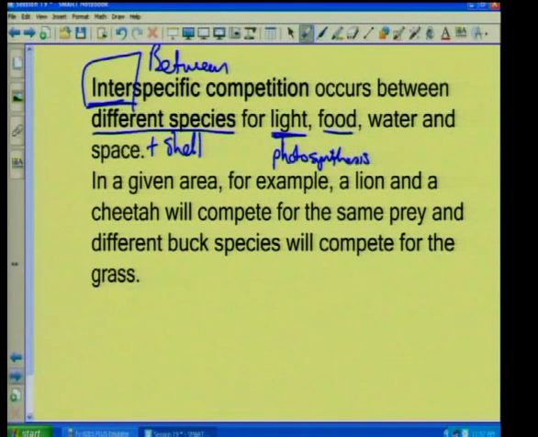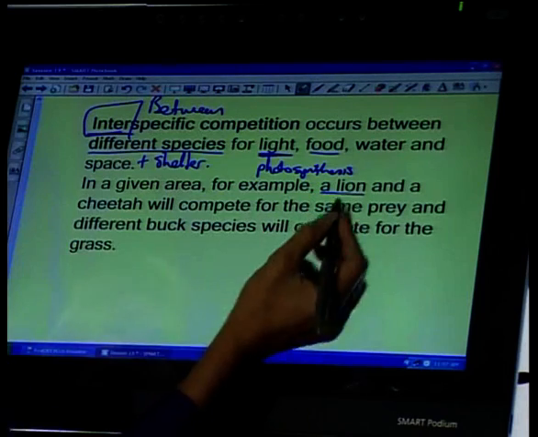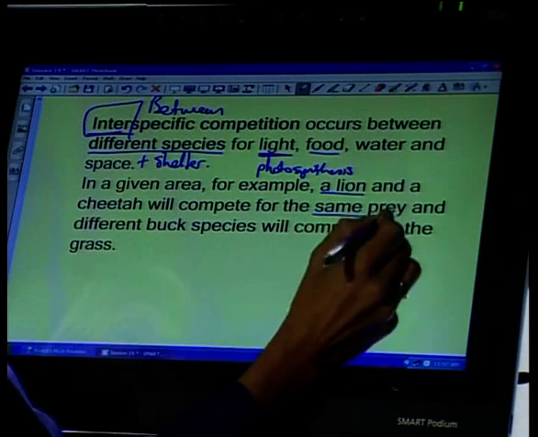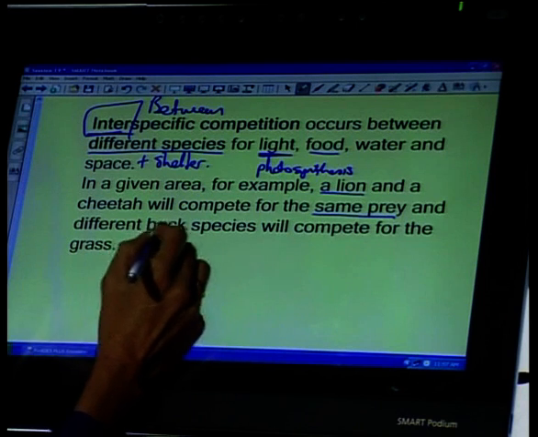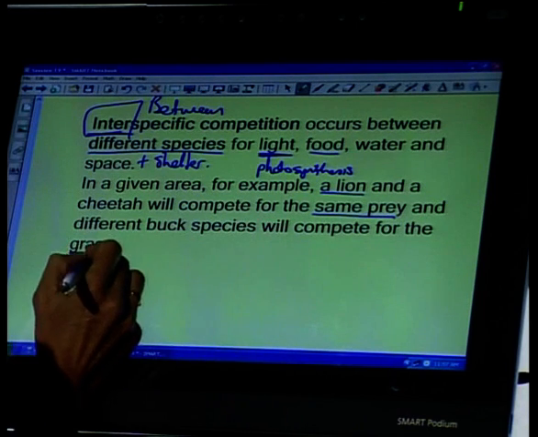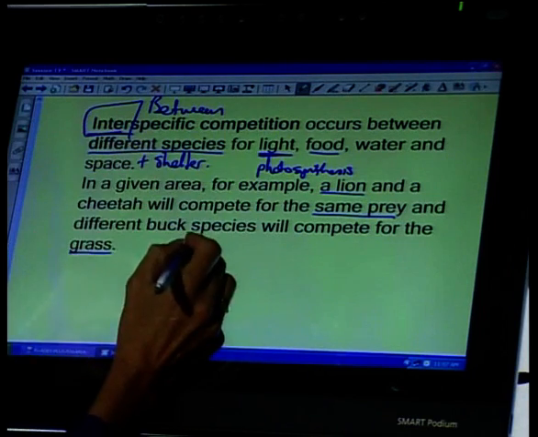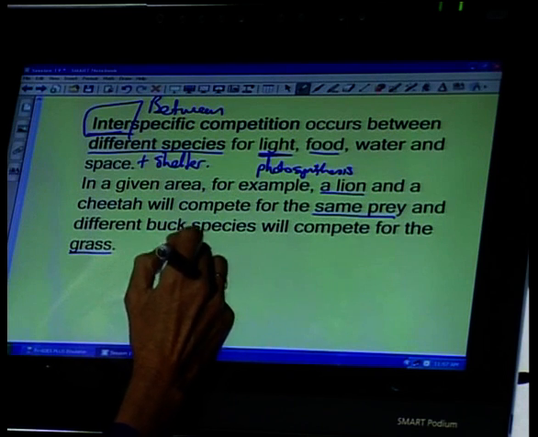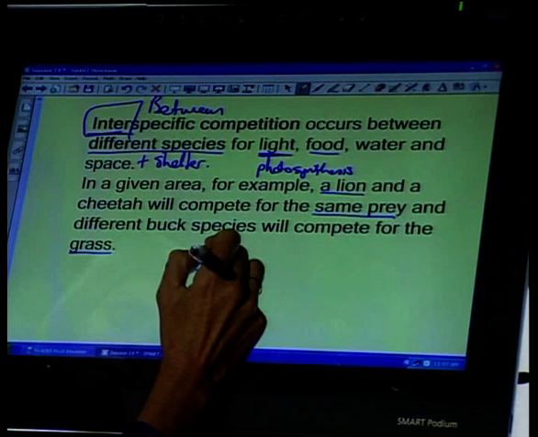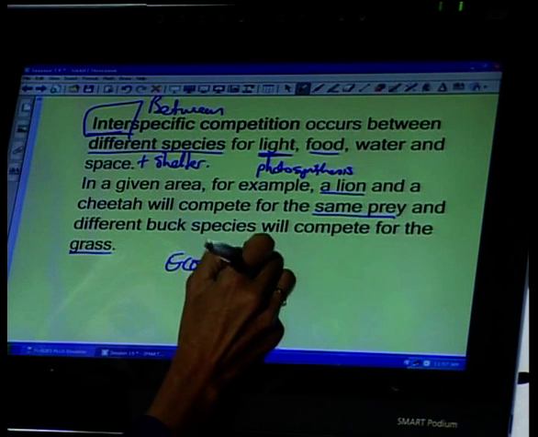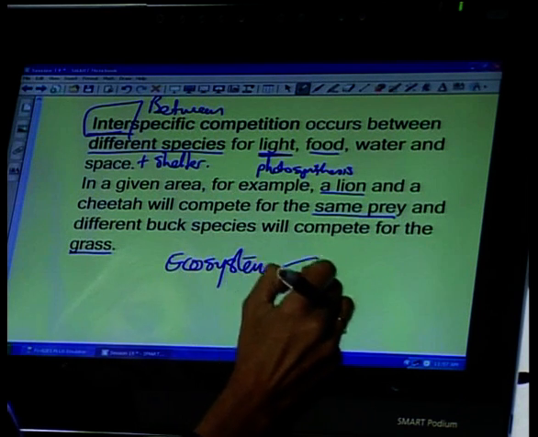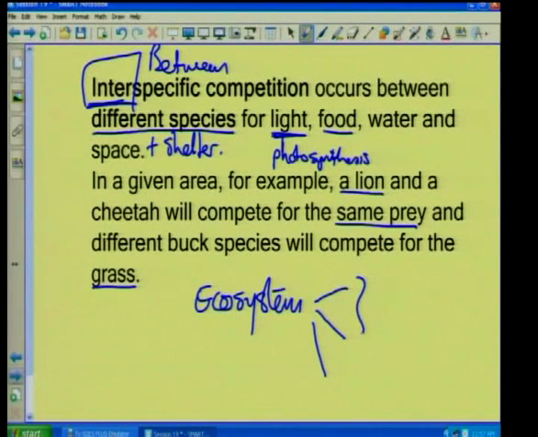Remember, light and photosynthesis is the food for plants, and water and space, and we can actually add shelter here as well. All right, in a given area, for example, and I've used this example before, a lion and a cheetah compete for the same prey, okay? And your different buck species will compete for grass. But remember that this interspecific competition is within an ecosystem. And within that ecosystem, you are going to have many communities.